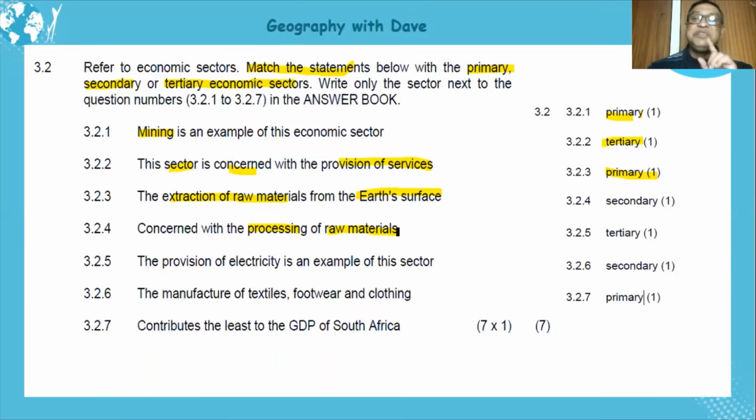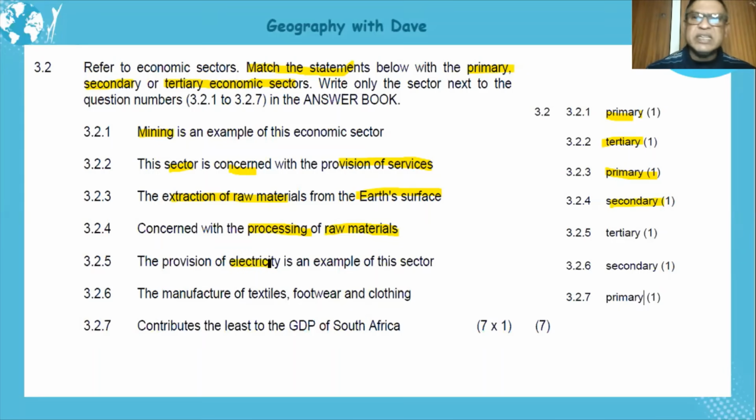Although it's easy to get these marks, learners, be careful. Some of us do selective reading and they see the word raw materials. Oh, primary. But it talks about the processing of raw materials. And that's secondary. Can you see it? Now, we see electricity.